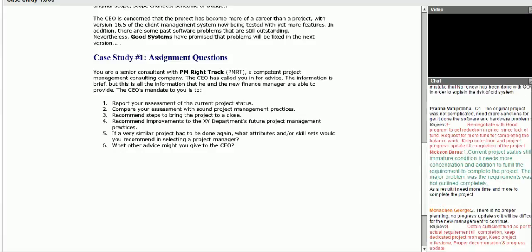Second, Mr. Monachan, there is no proper planning, no progress update, so it will be difficult for the new management to continue.